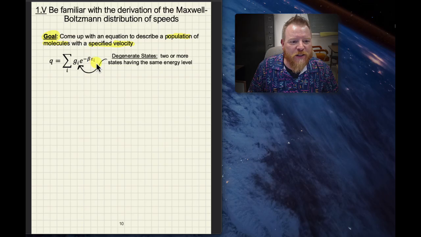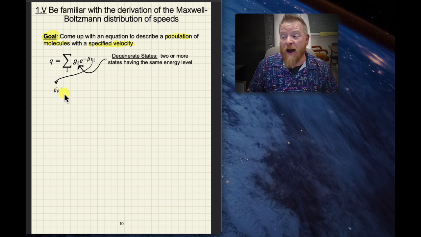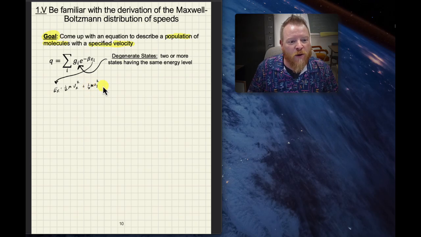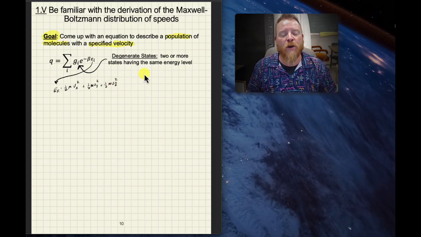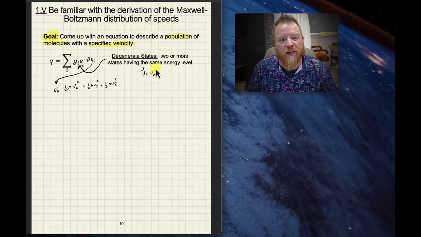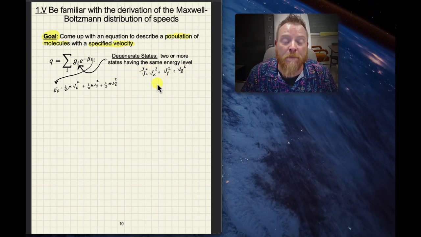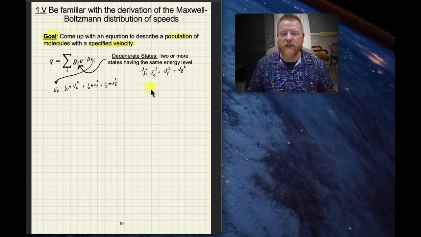So we first want to consider what we're going to use for our value of epsilon here. We're going to use the kinetic energy given by its mass and velocity, because that's what we're interested in, the velocity. So we know that that's going to be described as 1/2 mvx squared plus 1/2 mvy squared plus 1/2 mvz squared, where we know in the vector notation, the total velocity squared is the sum of the squares in their respective dimensions. Okay, so that gives us the total velocity.